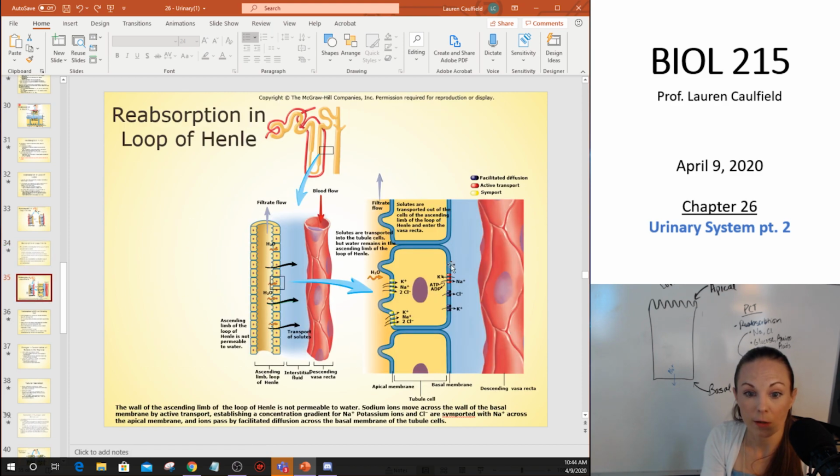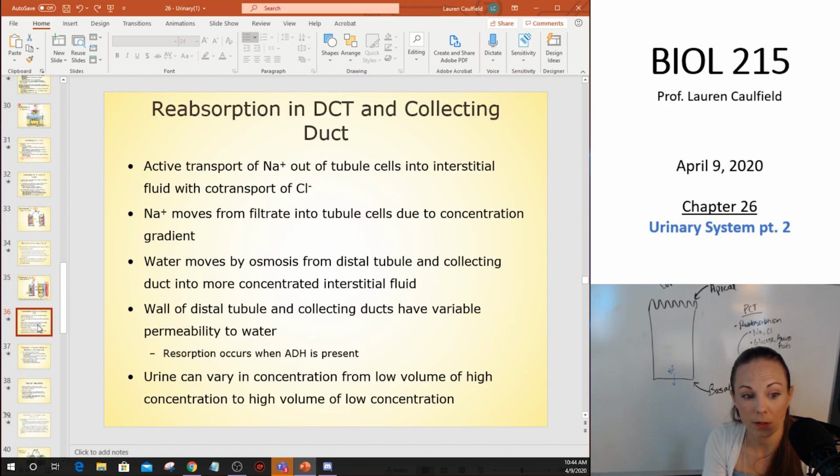All right, so again, more diagrams showing you these movements of water or ions. And then we will start next week on discussing this reabsorption in the distal parts of the nephron.